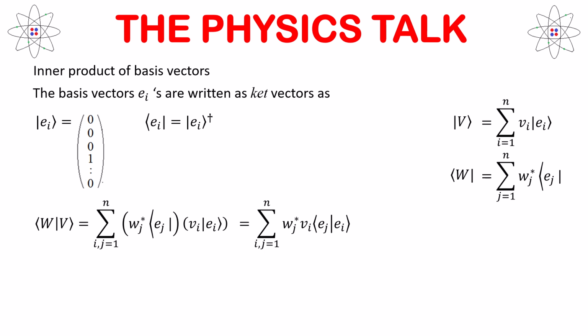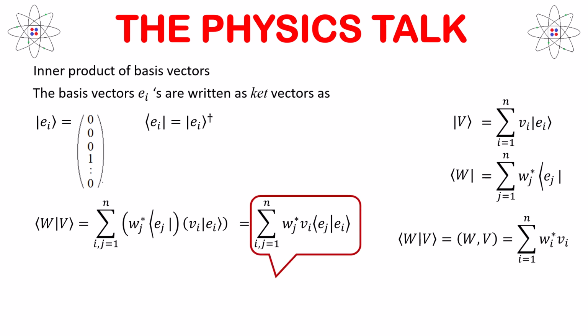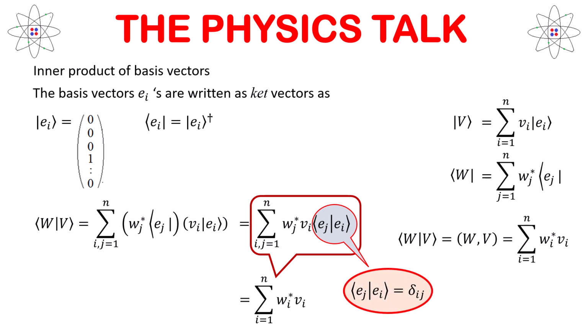Recall here that we have just found out that the product of a bra and ket is the same as the inner product between these two vectors. Therefore, the term must be equal to the summation of Wi star Vi. This happens only when the product of the basis bra and ket is equal to Kronecker delta. In this way, it is established that the inner product of two basis vectors is equal to Kronecker delta. This is an expected result because the basis vectors are orthonormal to each other.